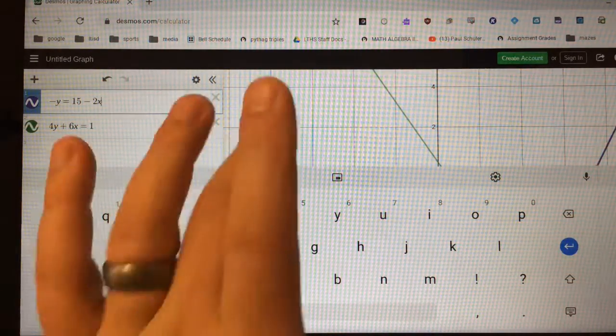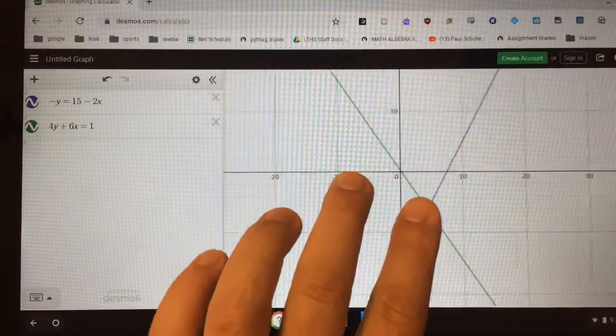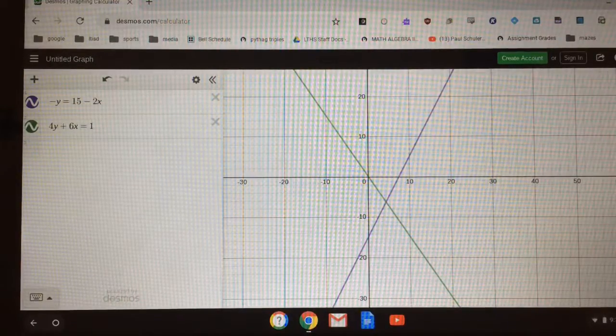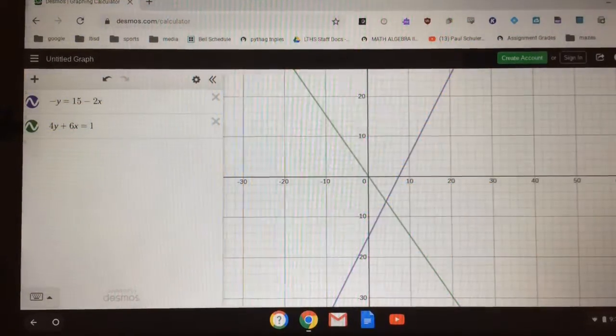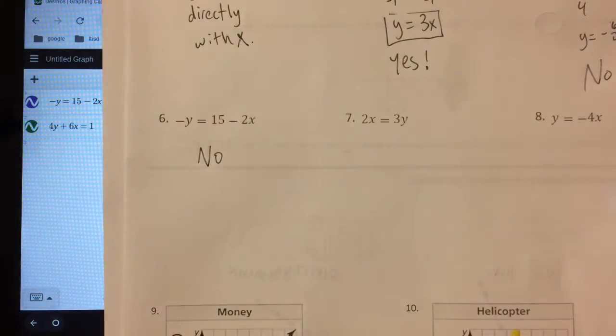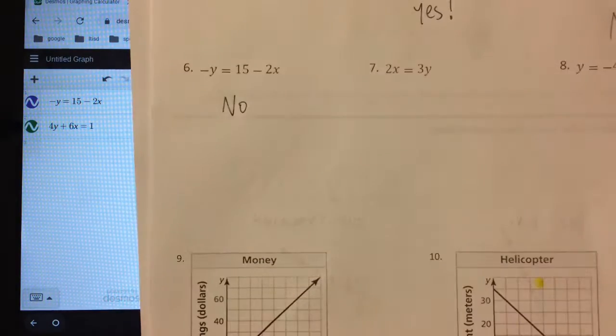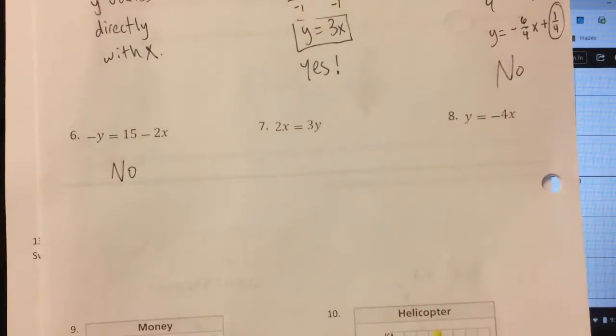All right, so what do you think? Direct variation or no? Why not? What is it missing? It is linear here, right? But what does it not have? Yeah, it doesn't have the right y-intercept, right? It doesn't pass through the origin, so this is a no. All right, so take the next couple of minutes, and I want you to see if you can figure out 7 and 8. You know, decide on your own if they're direct variation or not. So yeah, what'd y'all get for number 7?